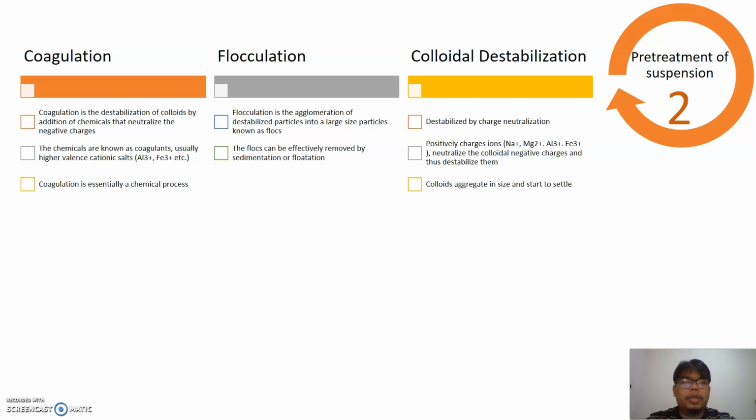Then we go to colloidal destabilization. What is colloidal destabilization? Destabilization by charge neutralization. We will introduce a positively charged ion, so it will neutralize the colloidal negative charge and destabilize them. And then the colloid will aggregate by itself and start to settle. Next we will see each of these methods.